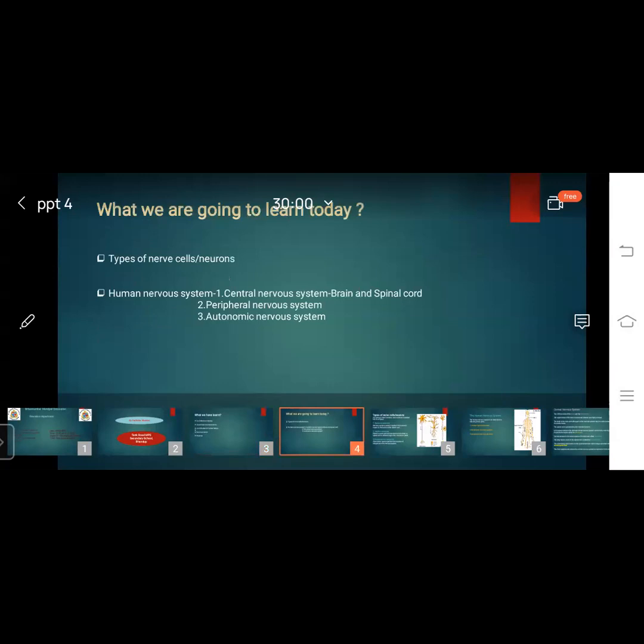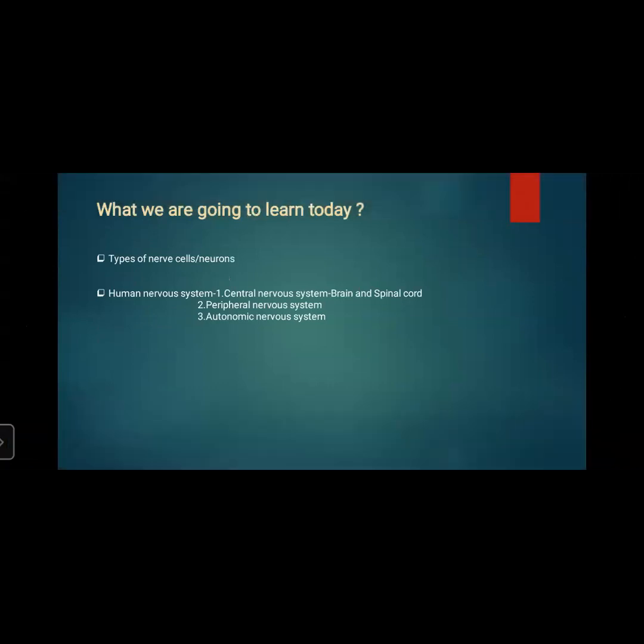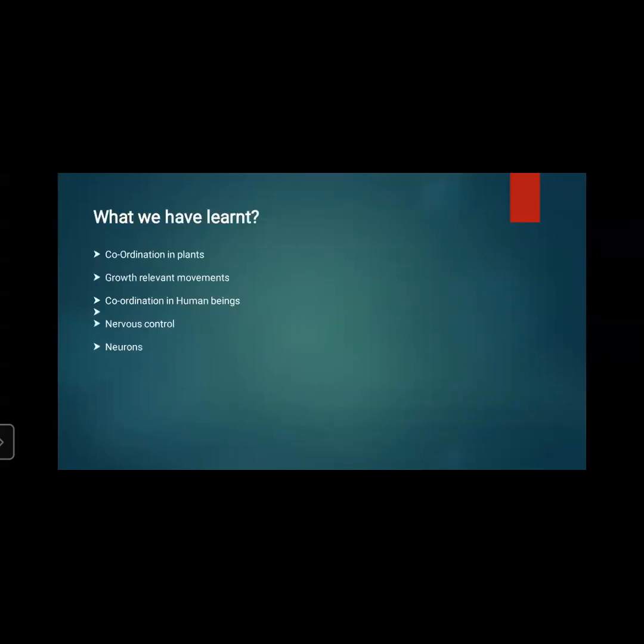Sorry, sir. So we are going to learn about types of nerve cells, means neurons, human nervous system. In that we are going to learn about central nervous system, brain and spinal cord, peripheral nervous system, autonomic nervous systems. What we have learned, let us quickly recap. Okay. So we have learned about coordination in plants, how coordination takes place in plants, all the growth relevant movements and all.